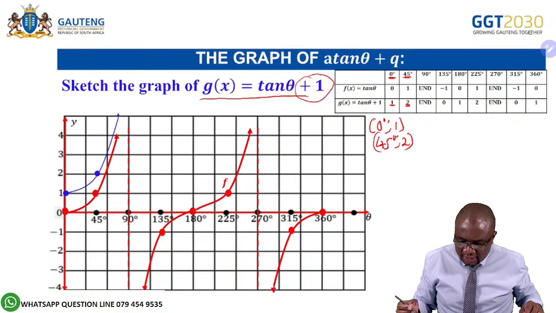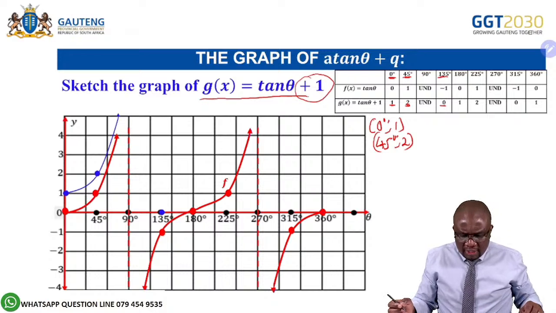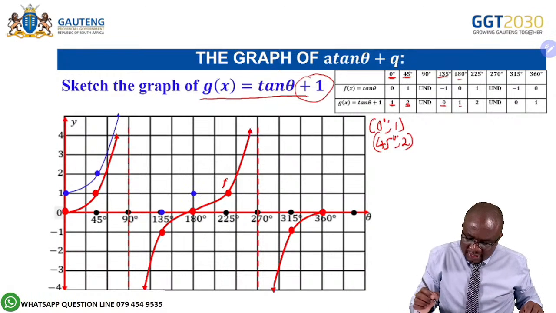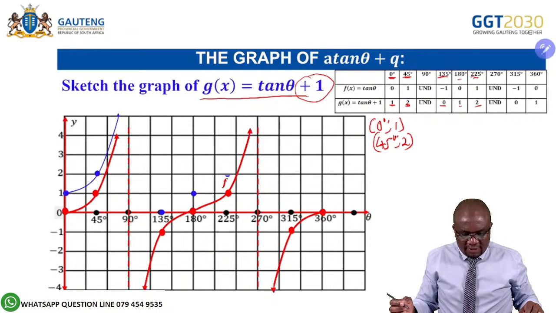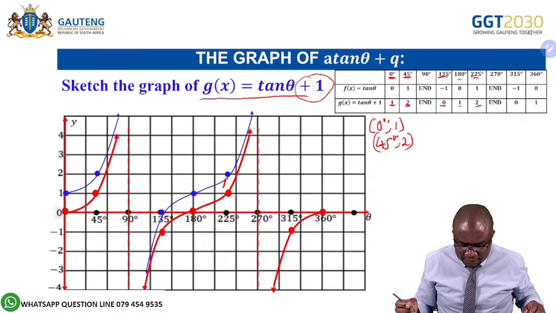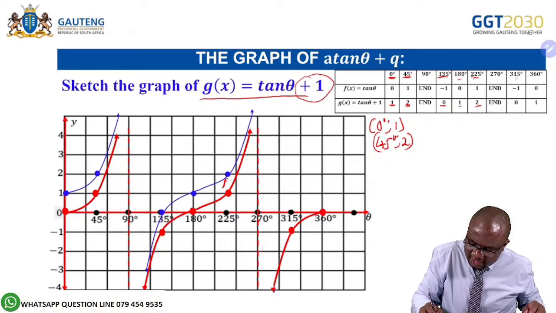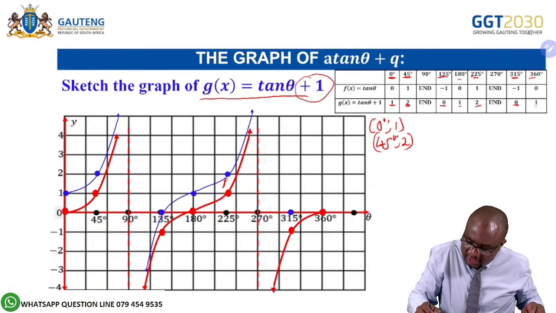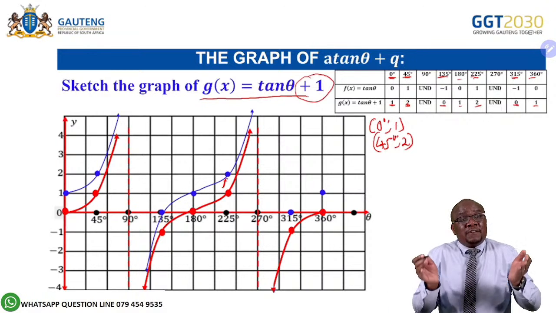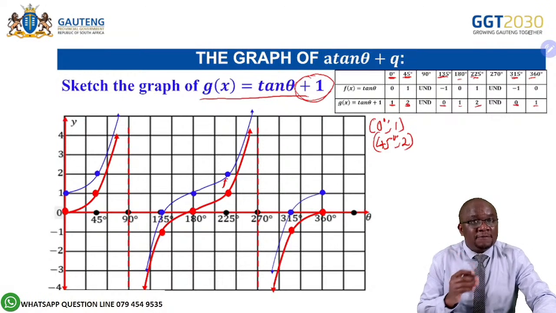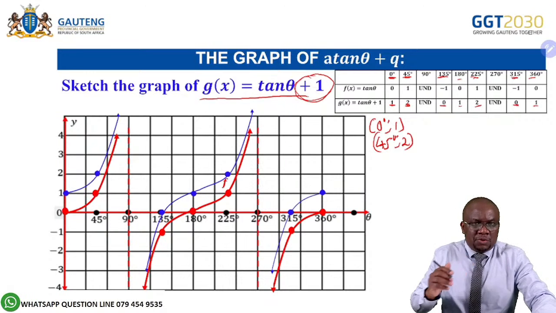Let's check the other points. The 135 degrees, it's 0. You see that? And then 180 degrees at 1. And then 225 degrees at 2. That is the point there. You see that? The arm is shifted upwards by how many units? By 1 unit. Right. And then we have the asymptote there. After the asymptote, 315 degrees, 0. That is the point there, the blue point. And then 360 degrees is at 1. So you see the graph is shifted upwards by 1 unit. What is the effect of Q? It is vertical shift. If it is positive, the graph goes up by Q units.